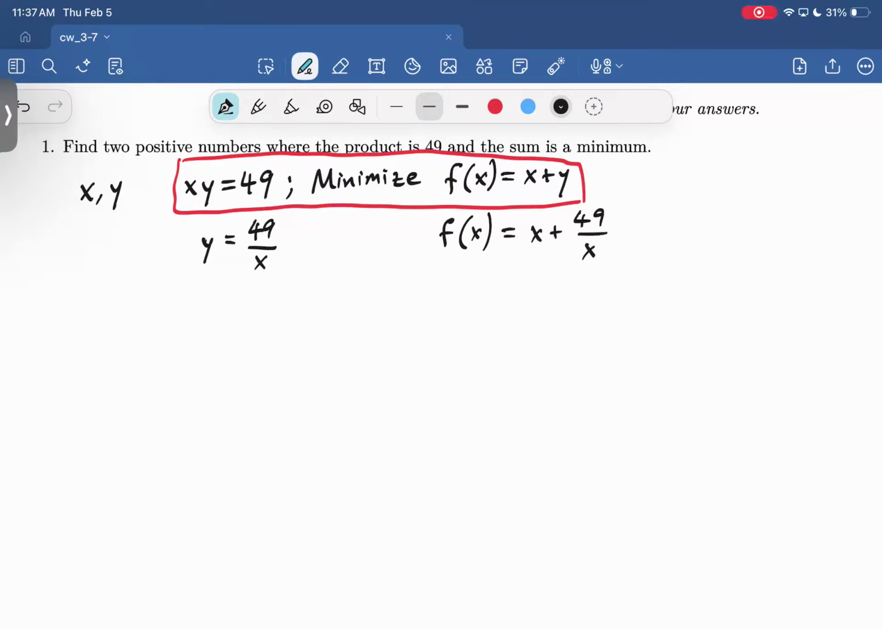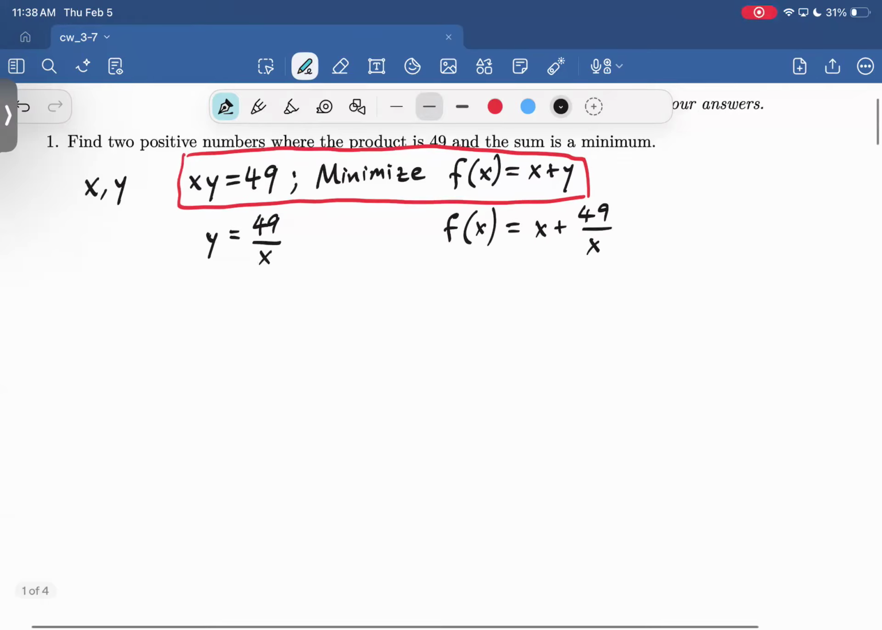Agreed? Okay, so in order to minimize the function, we need to find the critical points. To find the critical points, you need to figure out where the derivative equals 0. So we're going to find the derivative of f of x.